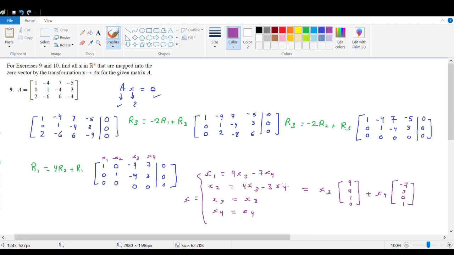So we have more than one x which, when multiplied by the matrix A, gives the zero vector. If you choose, for example, x3 to be 0 and x4 to be 1, you will get the vector minus 7, 3, 0, 1. If you choose x3 to be 1 and x4 to be 0, you get the vector 9, 4, 1, 0. So there are infinitely many solutions of this matrix.